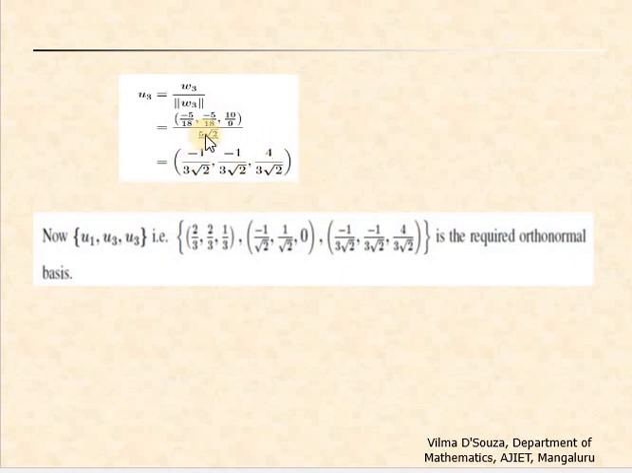So now whatever you found, U1, U2 and U3, is the orthonormal basis. That is U1 is (2/3, 2/3, 1/3), U2 is (−1/√2, 1/√2, 0), and the last one, U3, just now we have found: (−1/(3√2), −1/(3√2), 4/(3√2)). U1, U2, U3: this is the orthonormal basis.